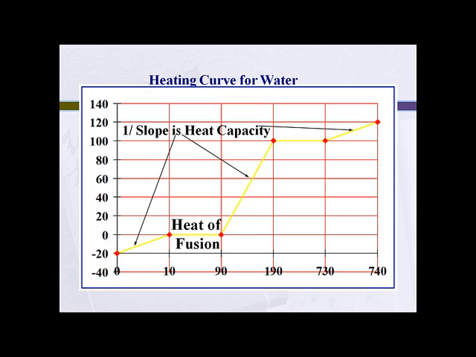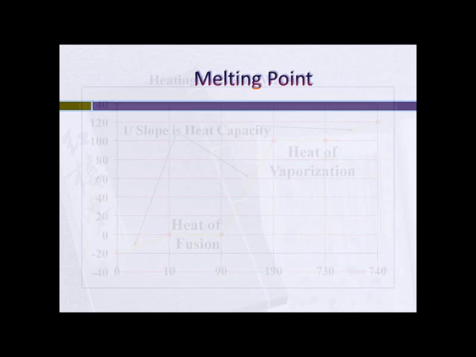So, in the space there where the line is flat, as we're adding heat, the temperature is not rising, so the added heat is causing the ice to melt, and that value is the heat of fusion. The next flat line area is the heat of vaporization, because as the heat is added to water at 100 degrees, the liquid does not get above 100 degrees. Instead, that heat is being used to vaporize or overcome the intermolecular forces of attraction.